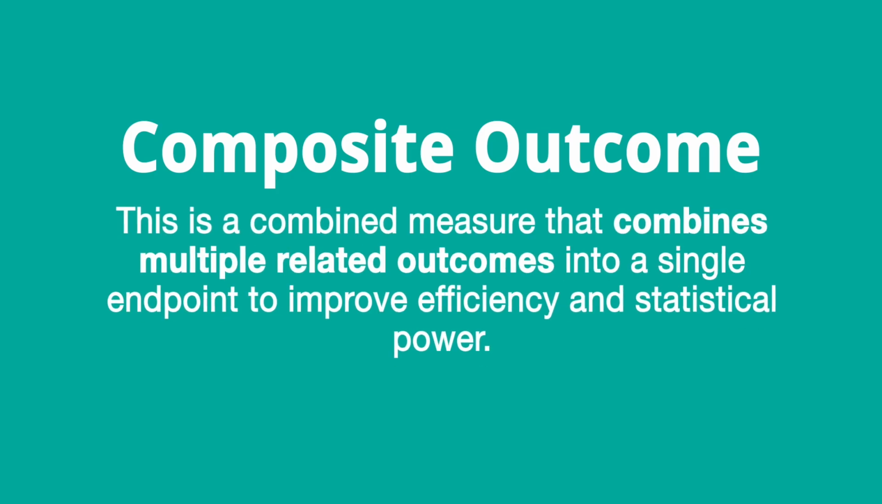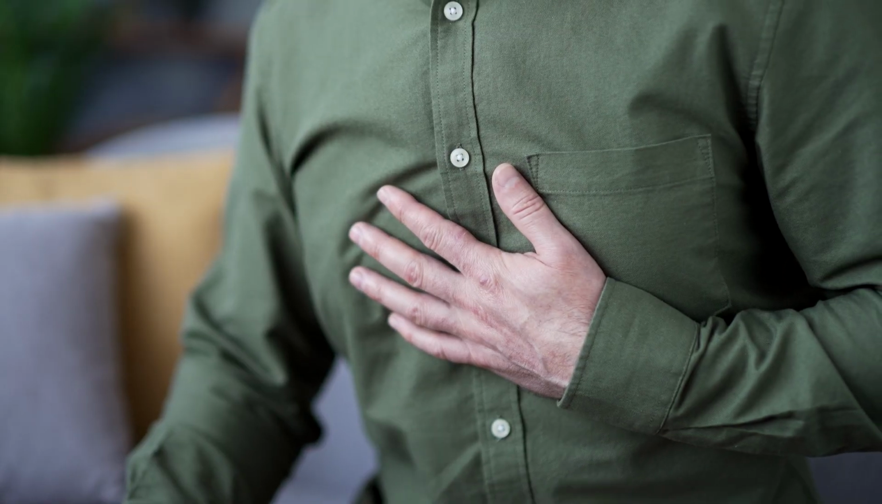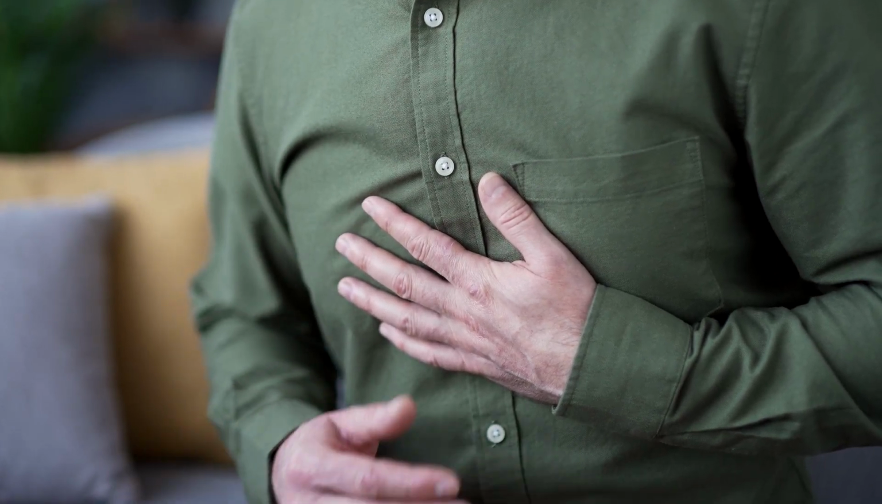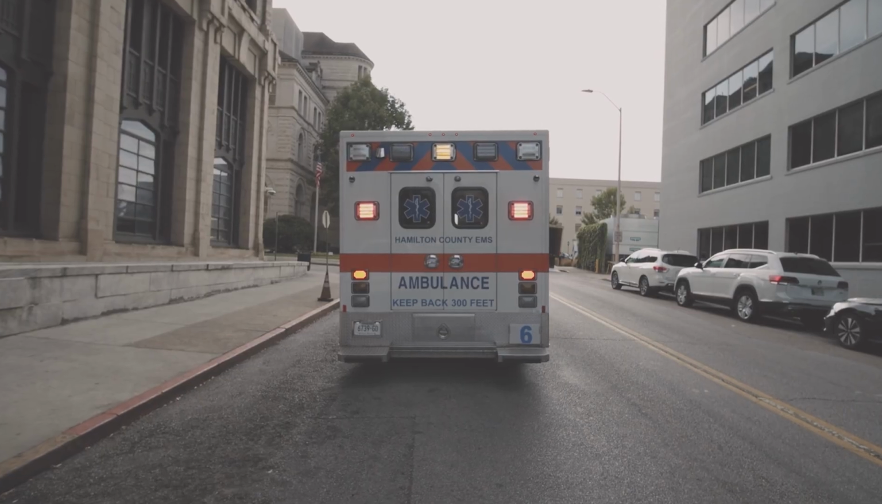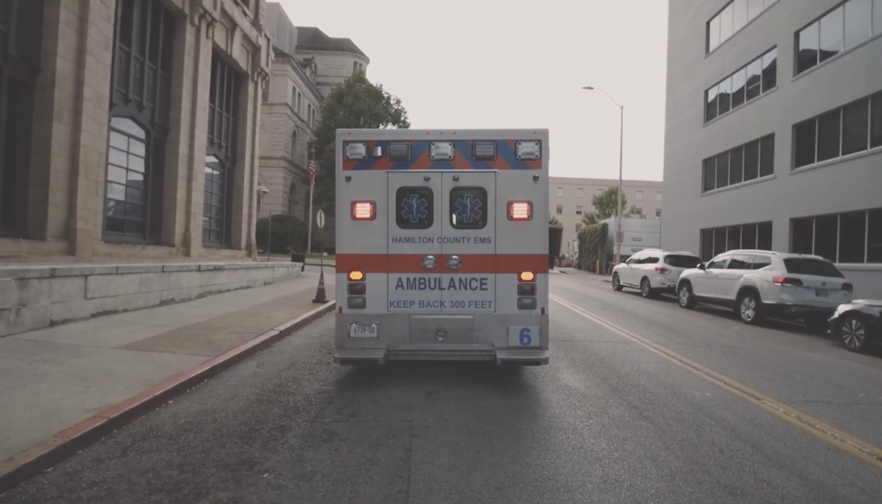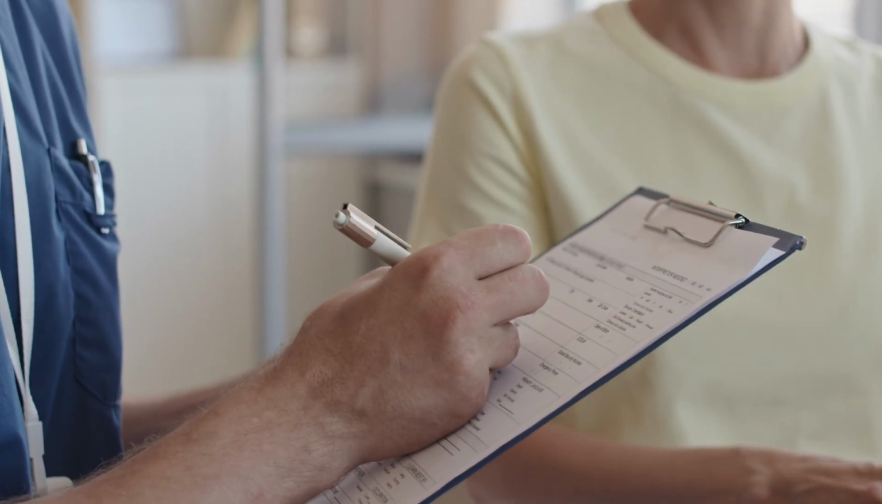Next is the composite outcome. This is a measure that combines multiple related outcomes into a single endpoint to improve efficiency and statistical power. For example, in a heart disease trial, a composite outcome might be major adverse cardiovascular events, referred to as MACE in many trials, which includes a combination of myocardial infarction, stroke, or cardiovascular death. This would be used to evaluate overall cardiovascular risk.